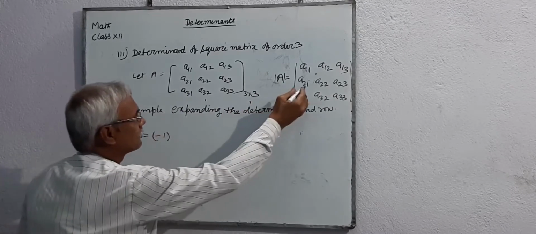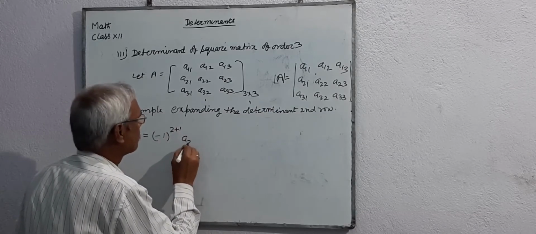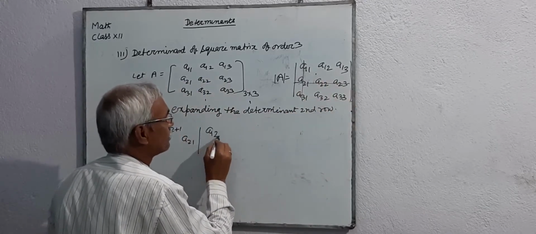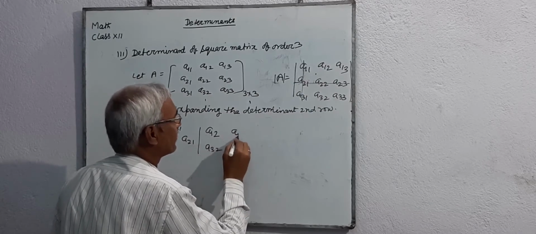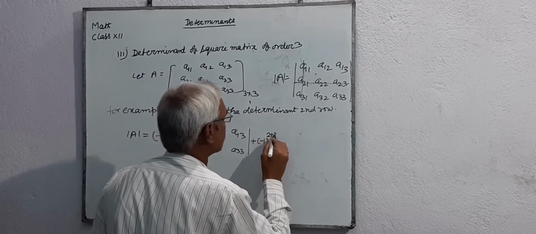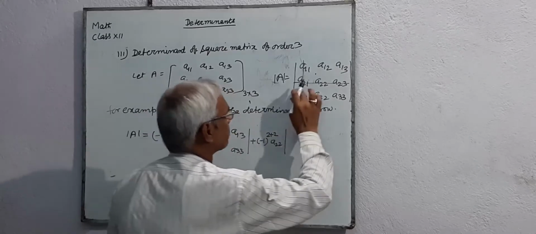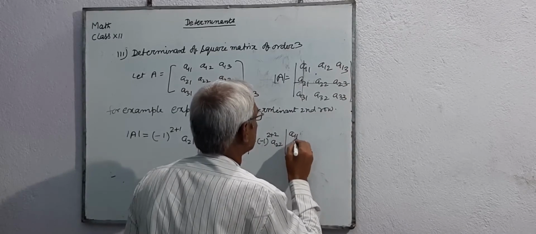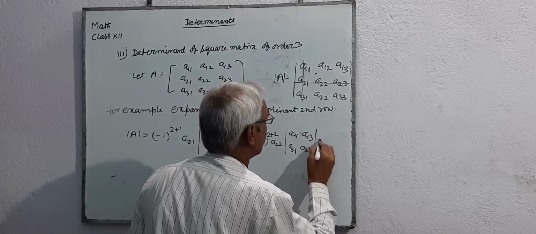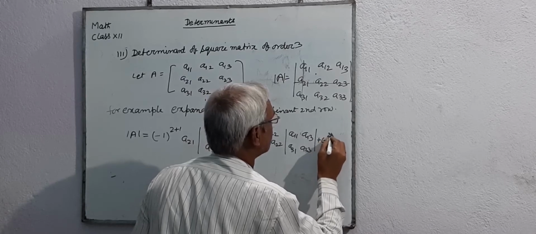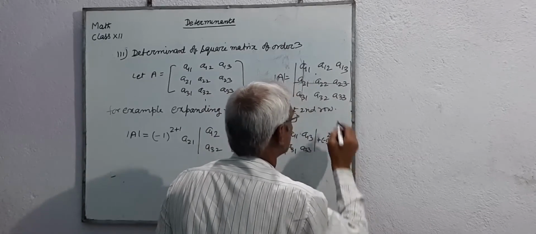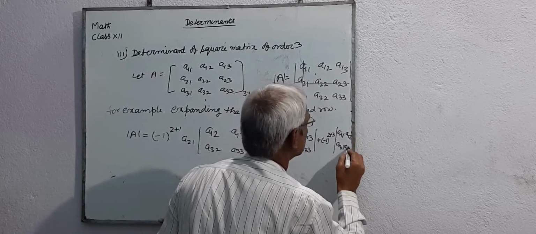Minus 1 to the power 2 plus 1, A21, A12, A32, A13, A33, plus minus 1 to the power 2 plus 2, A22, A11, A31, A13, A33, plus minus 1 to the power 2 plus 3, A11, A31, A12, A32.